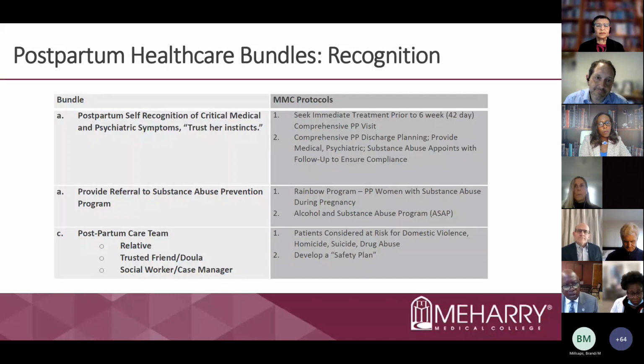Additionally, women who are at risk for domestic violence, homicide, suicide, they have to have a postpartum care team. We get a relative or trusted friends, a doula, and engage with the community, with social workers or case managers, in an effort to prepare them to make the right decisions to protect themselves. Next.